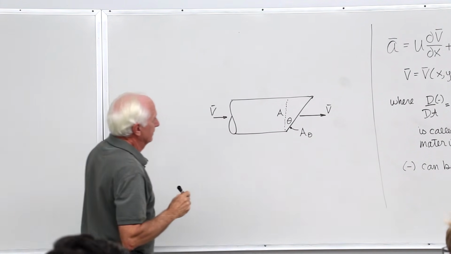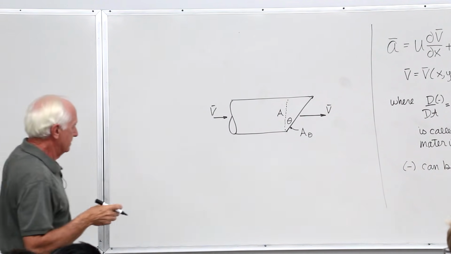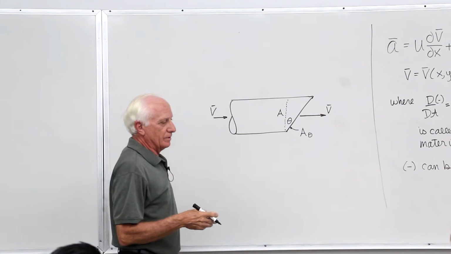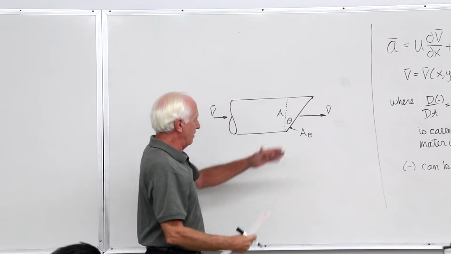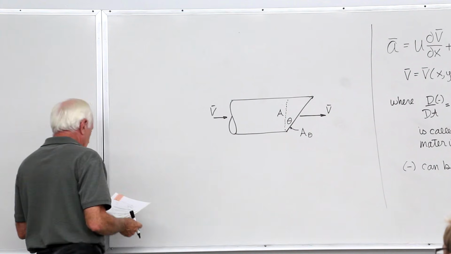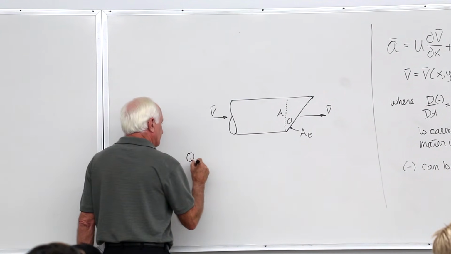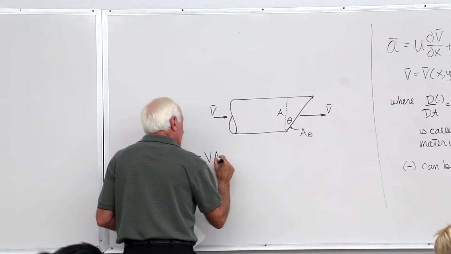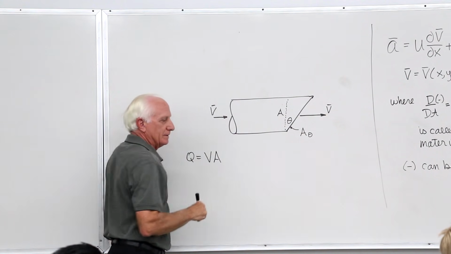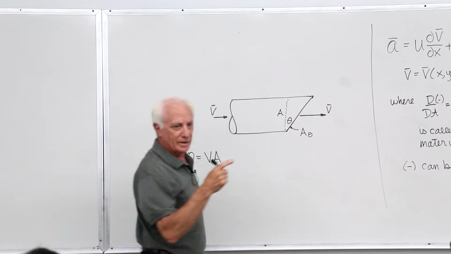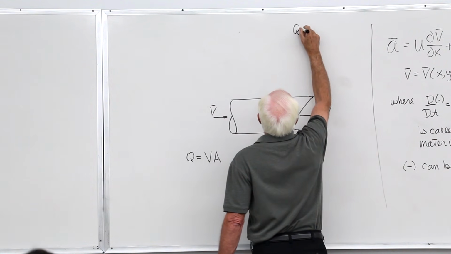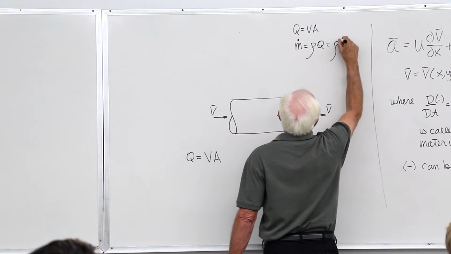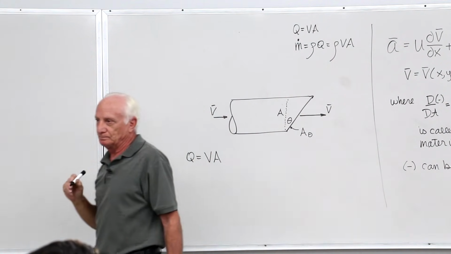A is the cross-section area of the pipe. So if you took a piece of PVC pipe, cut it at a 45-degree angle, and let water run through it, the water is going to come out just like this, but the area is at a diagonal like that. The flow rate Q would be equal to V times A, velocity times cross-sectional area. We mentioned this back a ways: Q equals V times A, m dot equals rho times Q equals rho V A. So we've talked about that earlier in class.